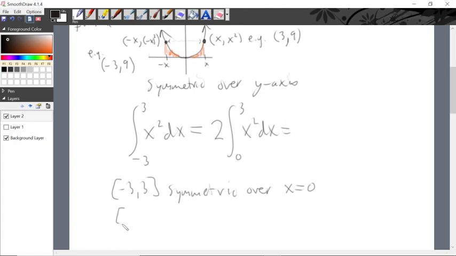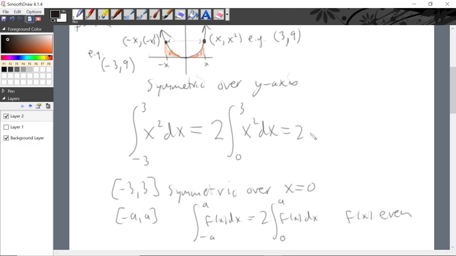So that's, in general, -a to a. If we have the integral from -a to a of a function f of x dx, if f of x is even, then this is going to be double the integral from 0 to a of f of x dx.